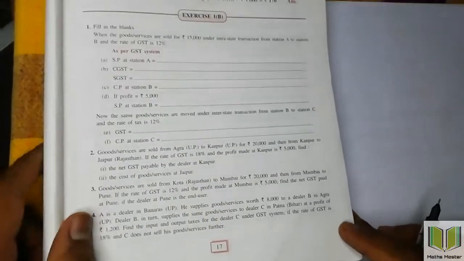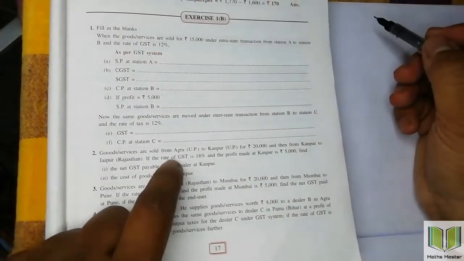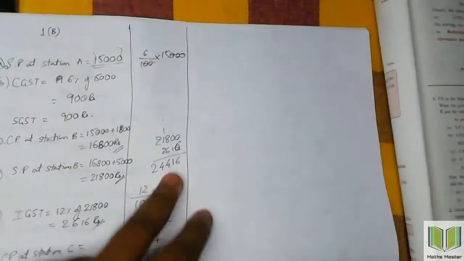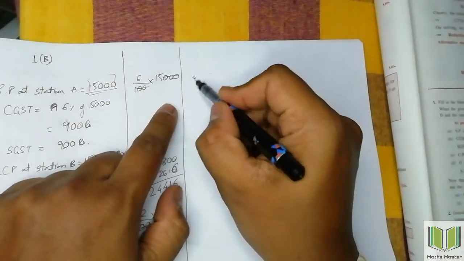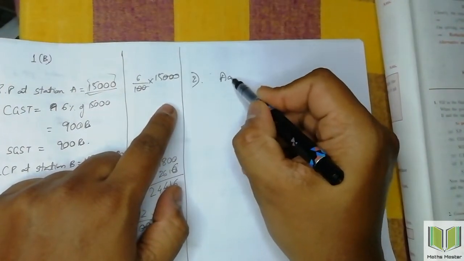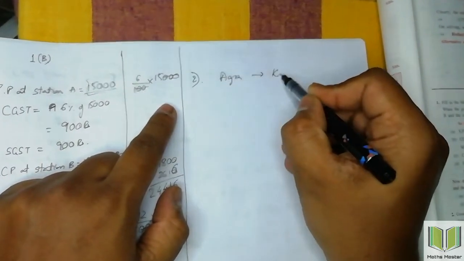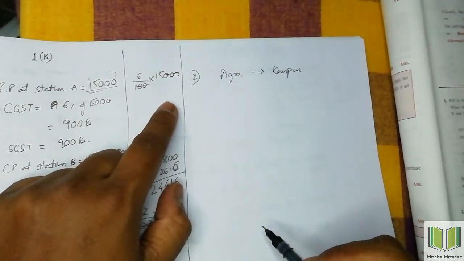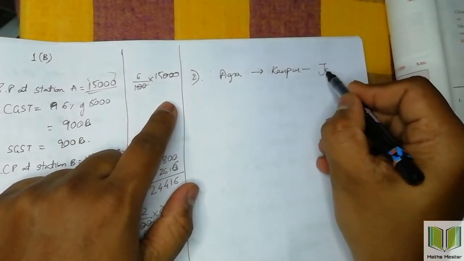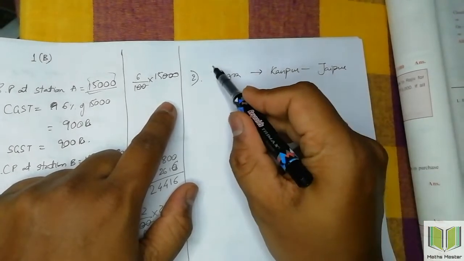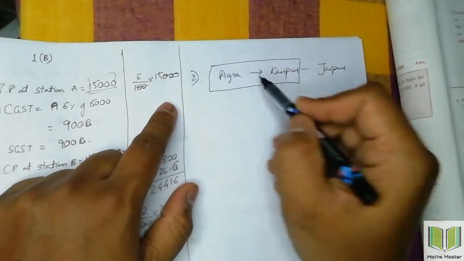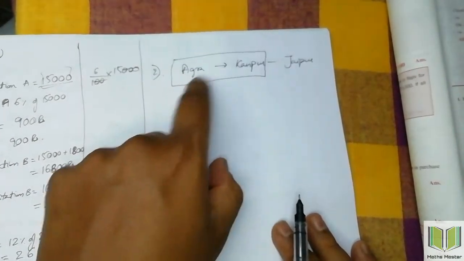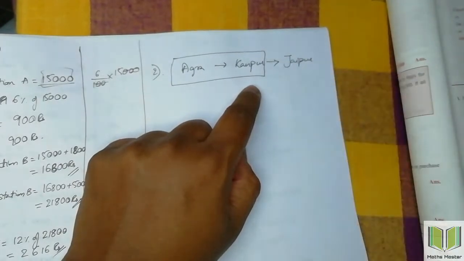Okay, the second question is a word problem where goods and services are sold from Agra to Kanpur. So, let me write it here on this side. Okay, it's legible now. Second one, there is a transaction from Agra to Kanpur, and then there is a transaction from Kanpur to Jaipur. Now this is interstate UP, and this is Rajasthan. I'm sorry, this is intrastate and this will be an interstate transaction from Kanpur to Jaipur. Clear?